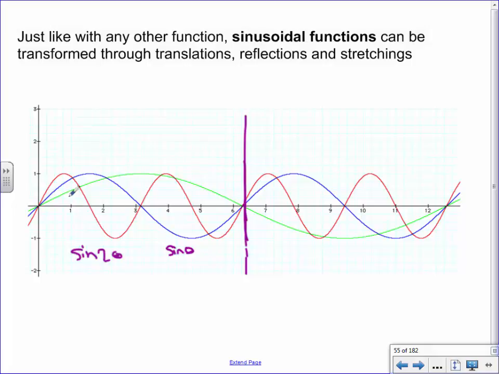How would you lengthen the graph and make it the green graph? Yeah, you'd make it sine of 1/2 of theta. That would actually pull the graph outwards, making it take twice as long as it normally would.